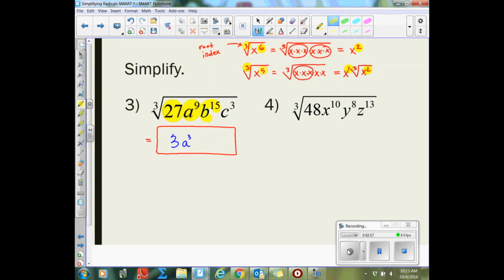B to the 15th, we have 15 factors of b. How many sets of 3? 15 divided by 3 is 5. And finally, 3 factors of 3. How many sets? 3 divided by 3 is 1. So everything inside of that radical was a perfect cube, and my answer no longer has a radical in it. That'll be different for number 4.